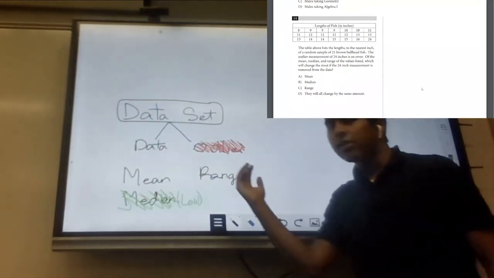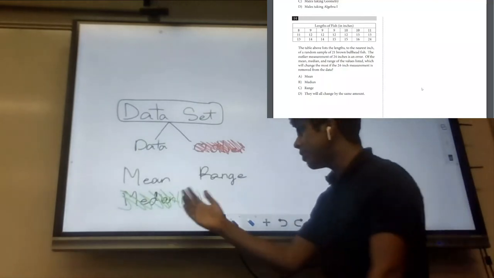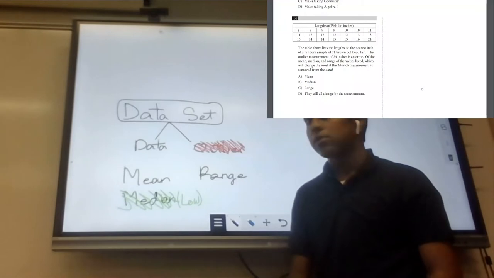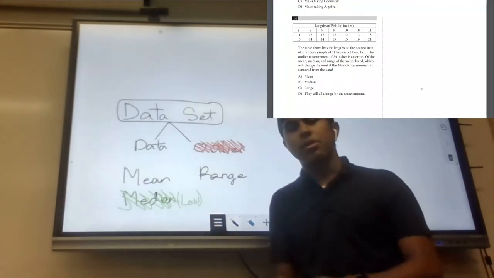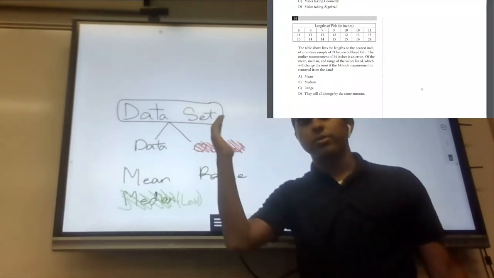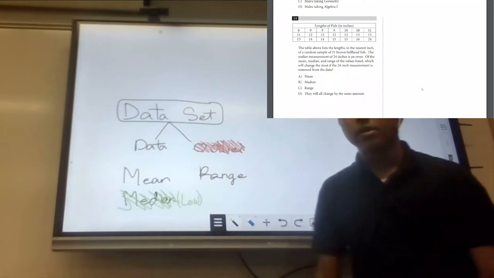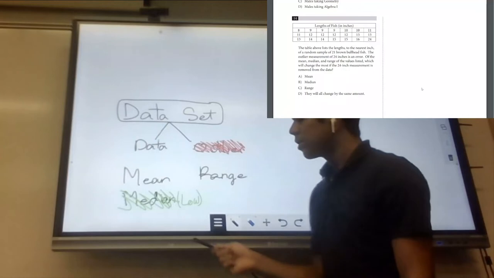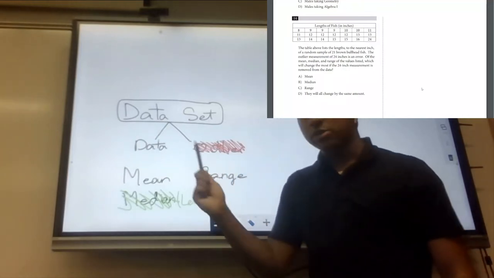Now we have the mean and the range. Both the mean and the range are heavily affected by an outlier, right? Because the mean is a sum divided by the number, so if you add a big value to it, it's going to get a lot bigger. Same thing with the range. The range is just the biggest minus the smallest, so it's obviously going to get really changed by outliers, that biggest and smallest.